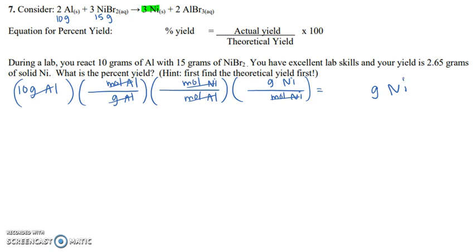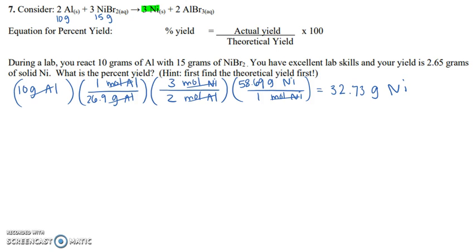Alright, now we can put in some numbers. Molar mass of aluminum is the mass of 1 mole, is 26.9. If we look at our balanced chemical equation, for every 3 moles of solid nickel, I have 2 moles of aluminum. And for every 1 mole of nickel, I need the molar mass, which is 58.69. If I plug it into my calculator, 10 divided by 26.9 times 3 divided by 2 times 58.69, I get a value of 32.73 grams of nickel. So if I use all the aluminum I'm given, that's how much nickel I can make.